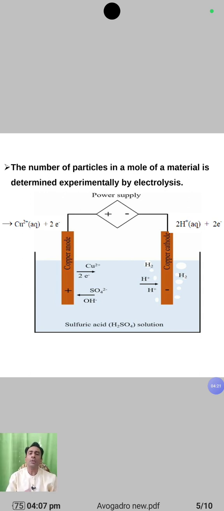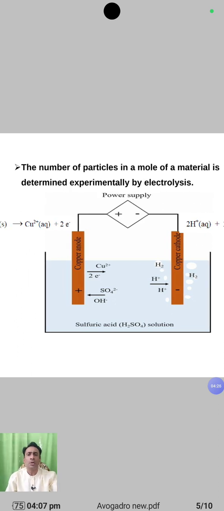Now there are lots of electrons on this copper cathode, and the solution contains H plus ions as well as sulfate ions. Since we have made this an aqueous solution, there are also OH minus ions. So there are three types of ions: H plus ions, sulfate ions and hydroxide ions.